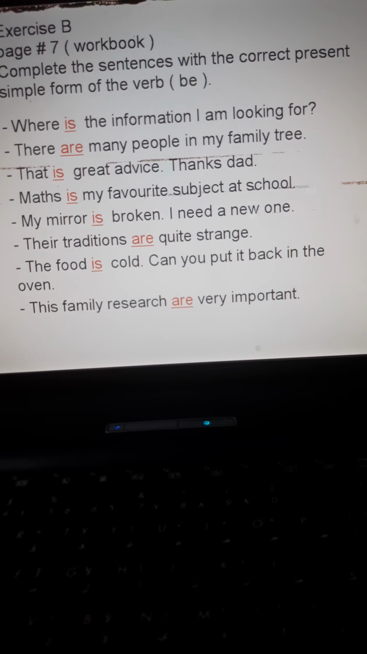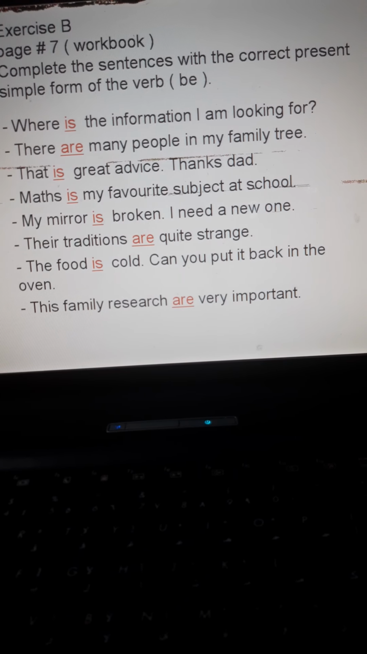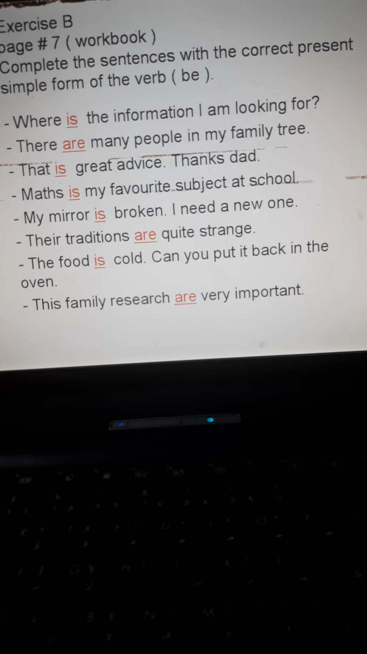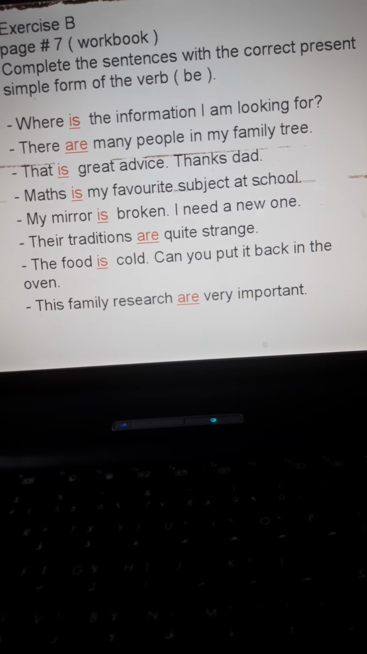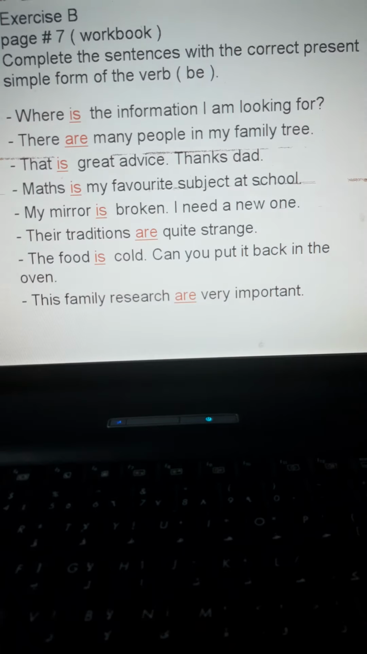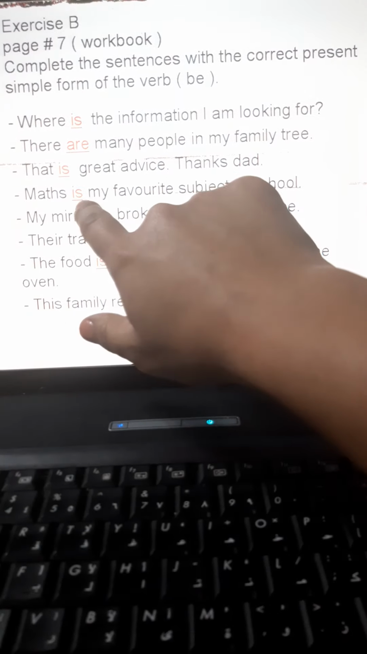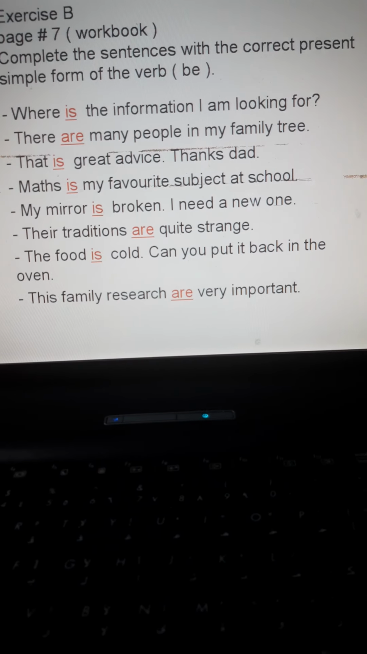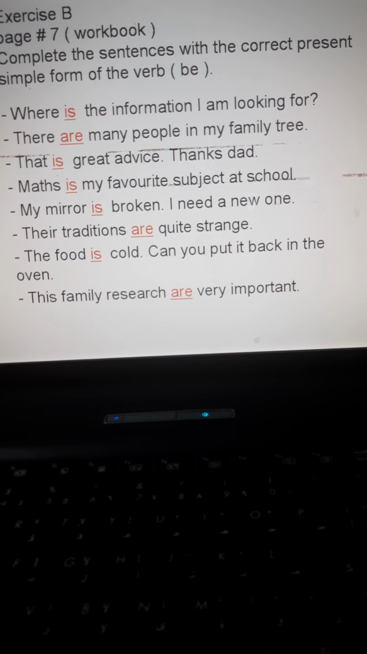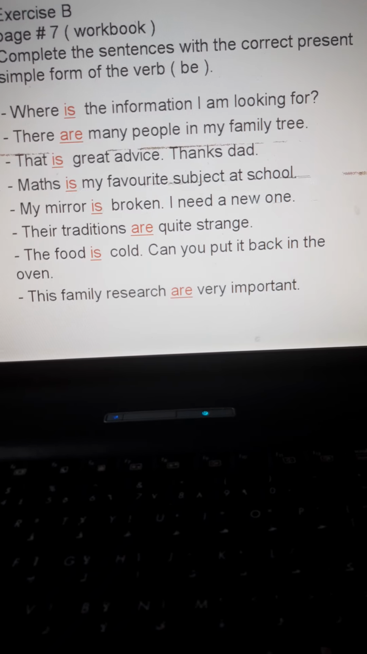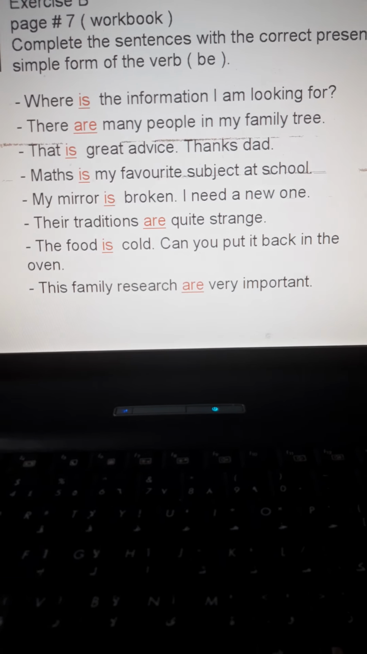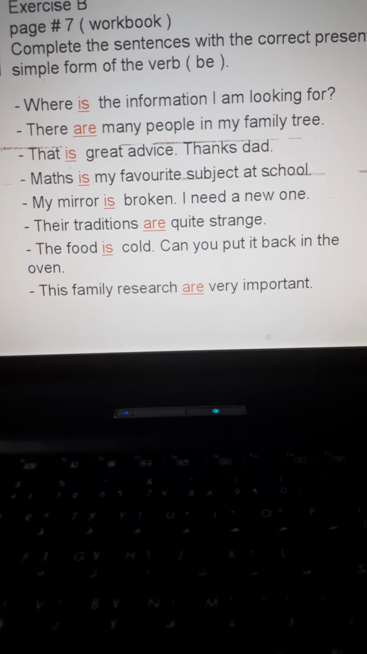Maths is my favorite subject at school. Maths is an uncountable noun. Notice it ends with S, but still it is an uncountable noun. That's why we used is. My mirror is broken. I need a new one. Mirror is a countable noun, so we can use whether is or are or am, but because mirror is singular, we used is. My mirror is broken.